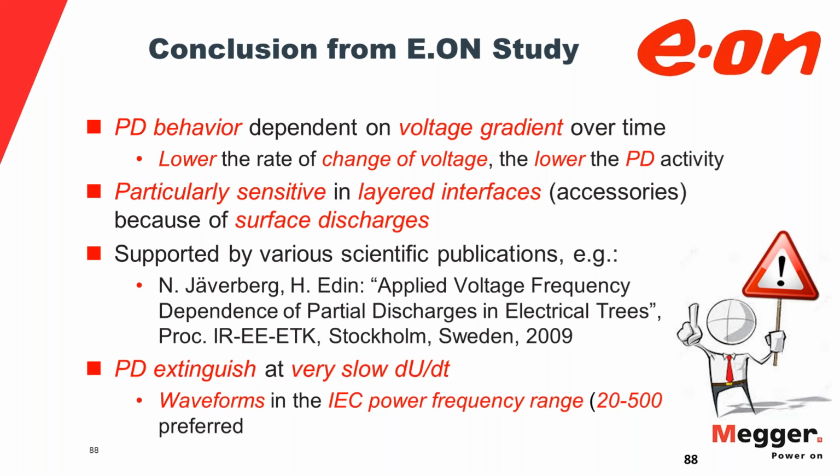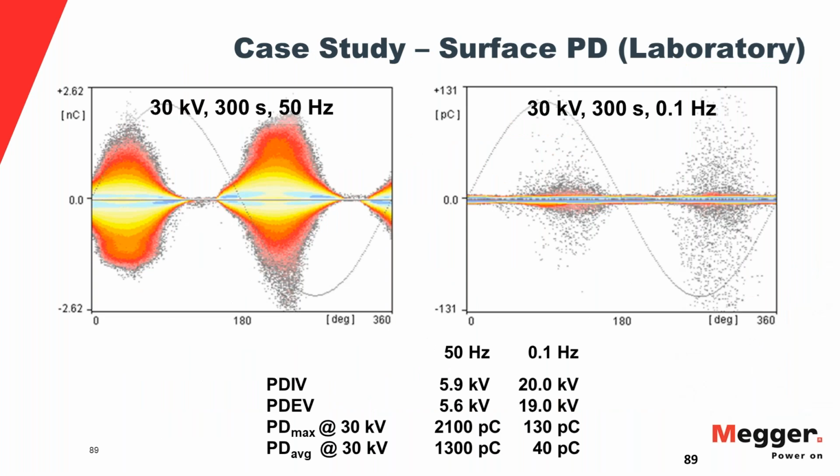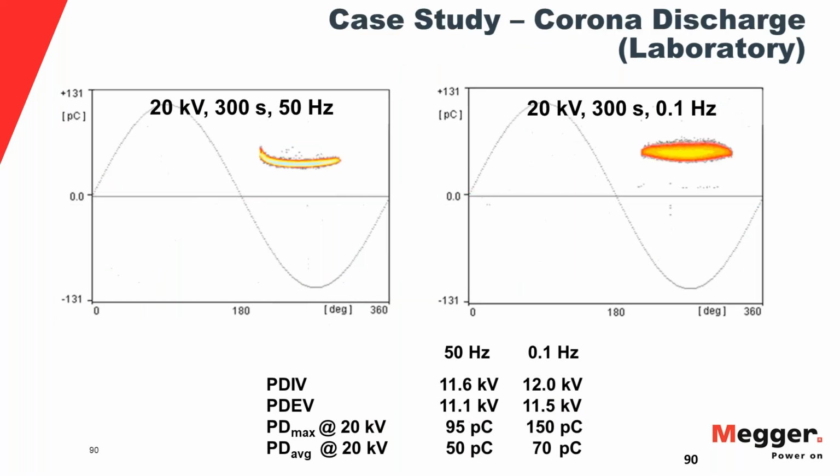A very nice one from fairly recently is Jäferberg and Edin from the University of Stockholm in Sweden, and they pretty much said, hey, at low dU/dt, the PD extinguish, and this is pretty much relating to what you see in the field with the 0.1 hertz sinusoidal being so slow. And then it's just another thing that the activity that you get, you see the amount of count, and what you see, that this is recorded in the laboratory. So you see the surface discharges are so sensitive to the gradient.